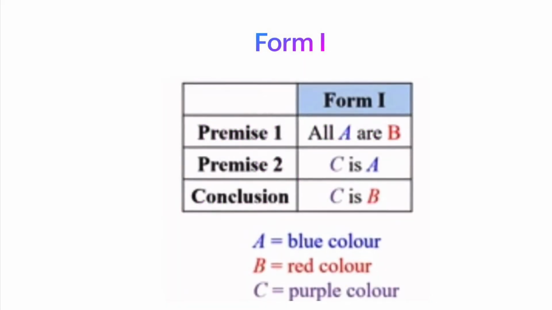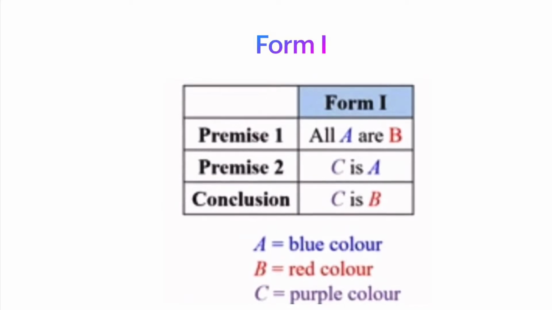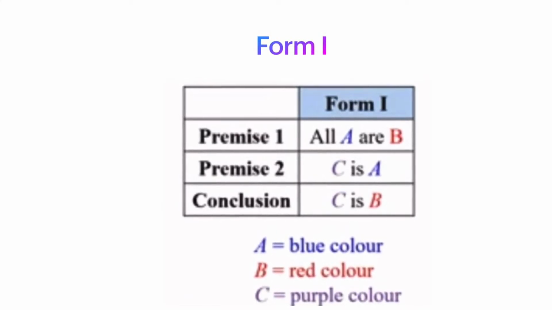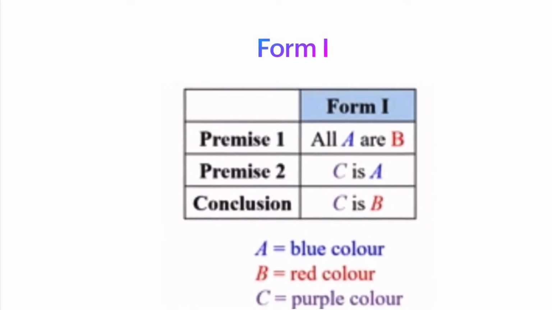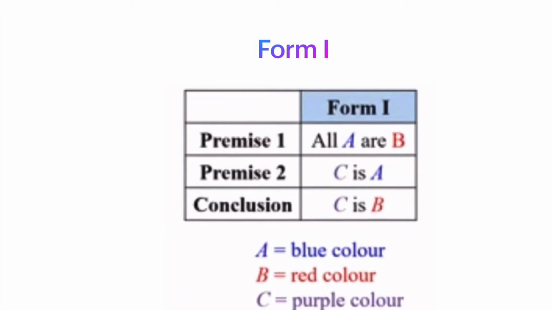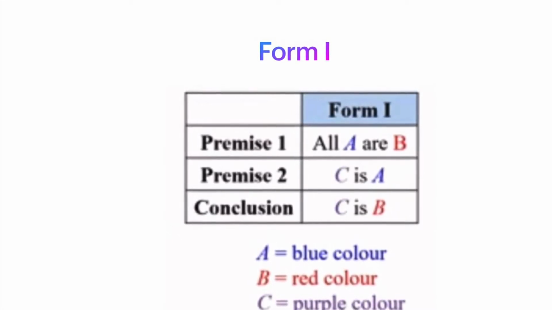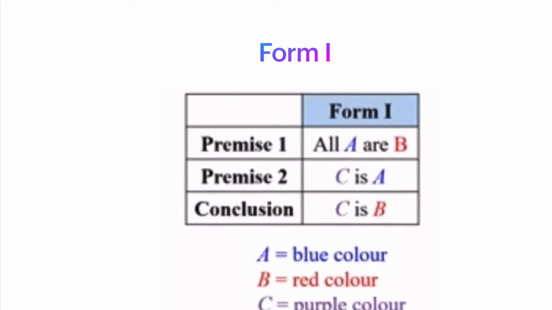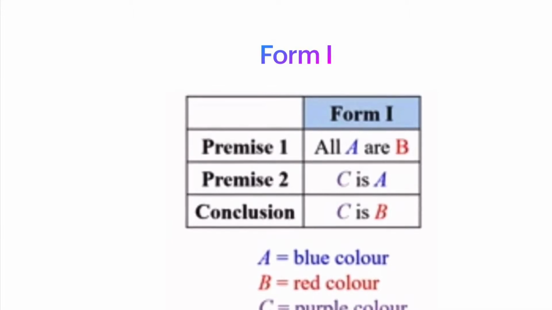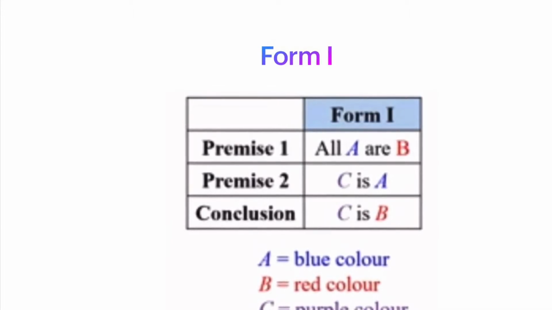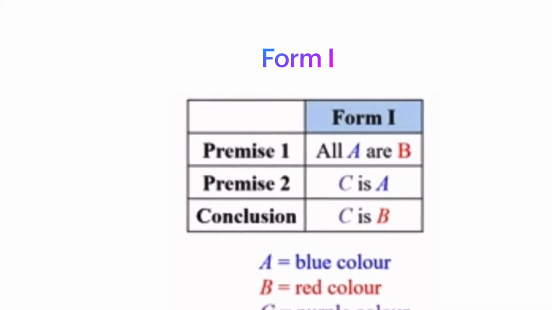So let's see. Math reasoning, we have three forms. Form 1: Premise 1, all A are B. Premise 2, C is A, and conclusion, C is B. Later, when you look at the example of the exercise, the A is the statement in blue color, the B is the statement in red color, and C is the conclusion. For the conclusion we use purple color. So just observe the pattern of the color.